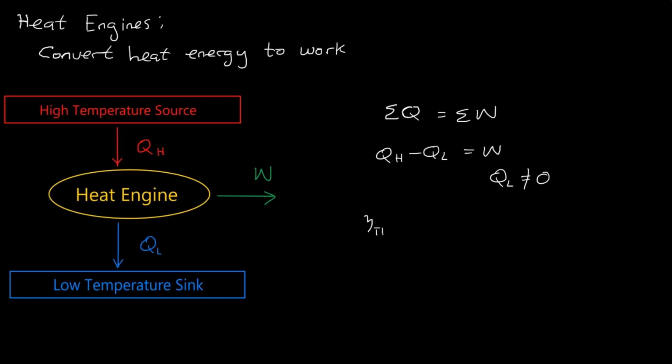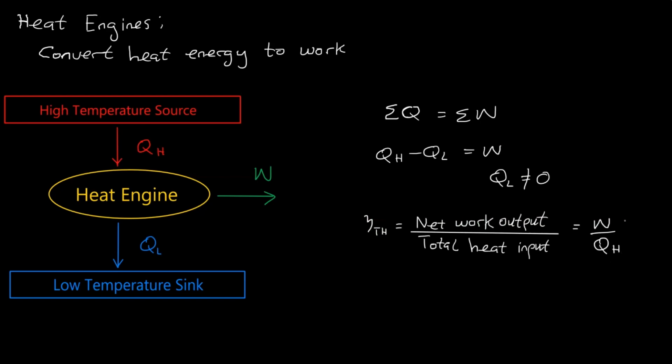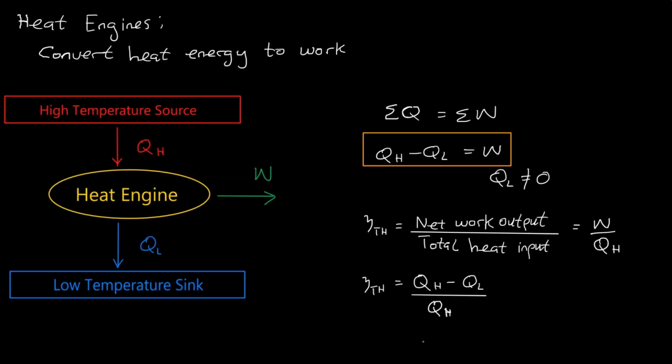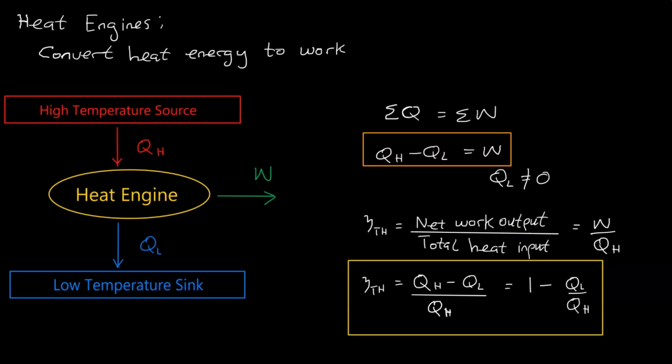So the thermal efficiency is equal to the net work output divided by the total heat input, which is W divided by QH. From the first law, we know that W equals QH minus QL. So the thermal efficiency of a heat engine is given as QH minus QL divided by QH, or 1 minus QL divided by QH. Now let's solve a problem that involves a heat engine.